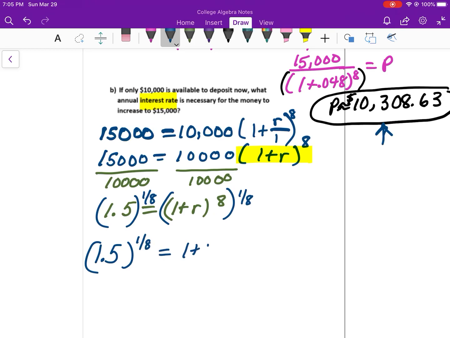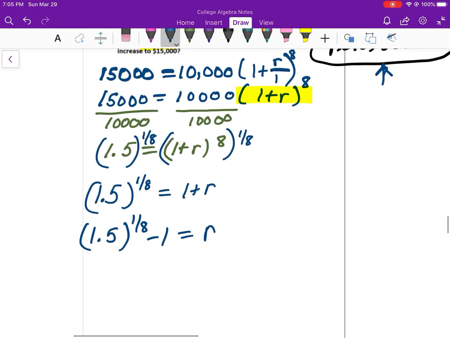equals 1 plus R. Before I put it in my calculator, I'm going to subtract the 1 over. So now I'm going to put that into my calculator. 1.5 to the 1 divided by 8. Then I'm going to subtract 1. And that gives me an interest rate of 0.0519, etc.